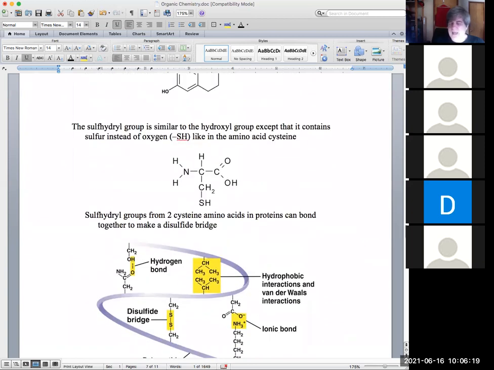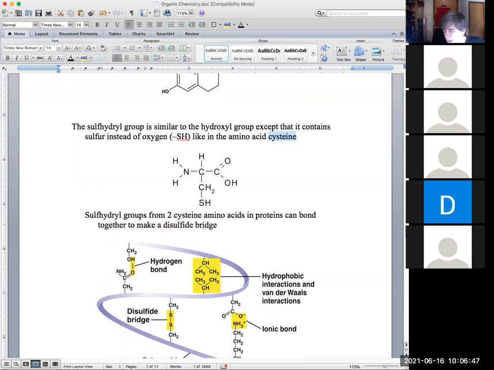Now, here's that sulfhydryl group that's very similar to hydroxyl, except instead of being OH, it's SH. And this sulfhydryl group, the main place that we'll see it this semester is in an amino acid called cysteine. Now, there are 20 amino acids that are commonly found in proteins.